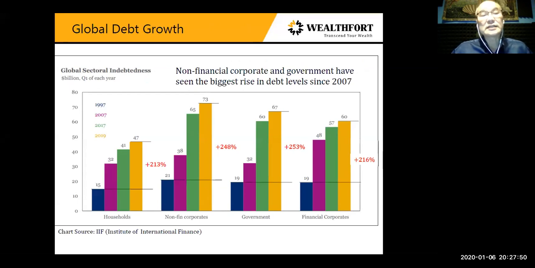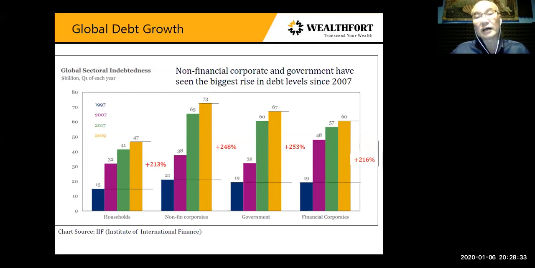So let's look at the global sectoral indebtedness. You can see that household debt between 1997 to 2019 has actually increased by 213%. Okay, and then you see in the last 20 years plus, non-financial corporate has increased by 248%. Government itself has increased 253%, whereas financial corporations have increased 210% in the last 22 years or so.